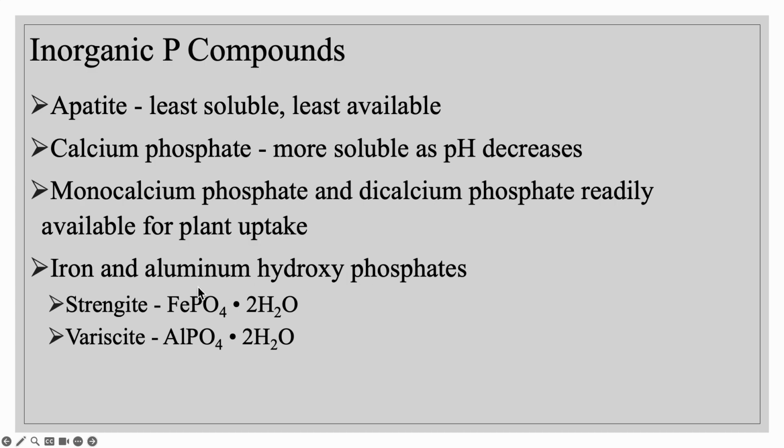For our aluminum and iron hydroxy phosphates, strengite is for iron phosphate. The way that I remember this is the E in strengite and the E in iron. And variscite: the A in variscite and the Al in aluminum.